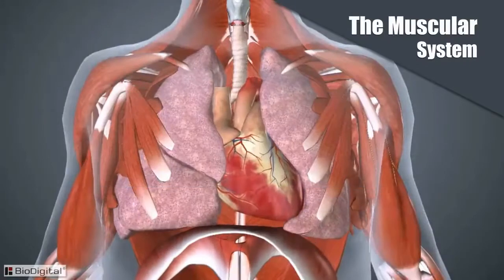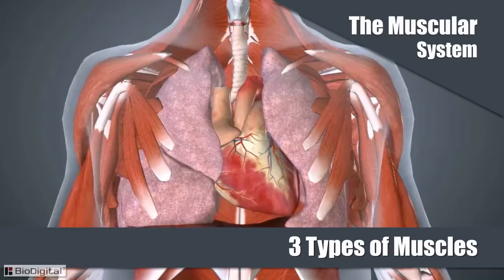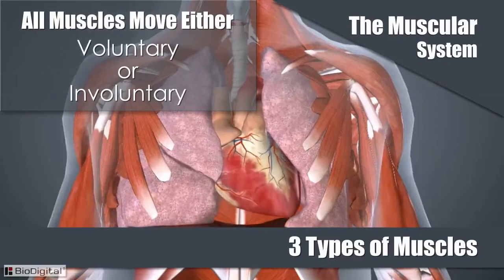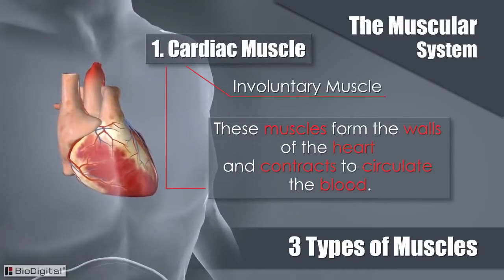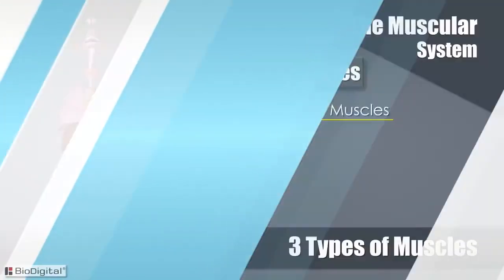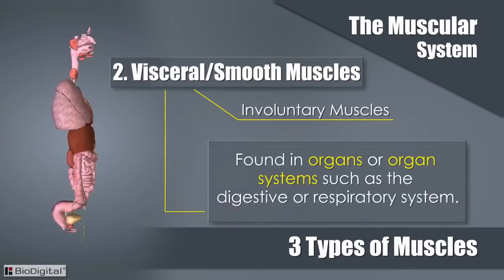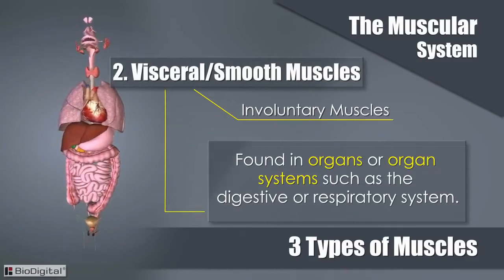The muscular system is divided into 3 main types of muscles, and each of these types can be moved in one of 2 ways, either voluntary or involuntary. The cardiac muscle is an involuntary muscle, meaning it operates without any conscious control. These muscles form the walls of the heart and contract to circulate the blood. The visceral or smooth muscles are also considered involuntary. These muscles are found in organs or organ systems such as the digestive or respiratory system.